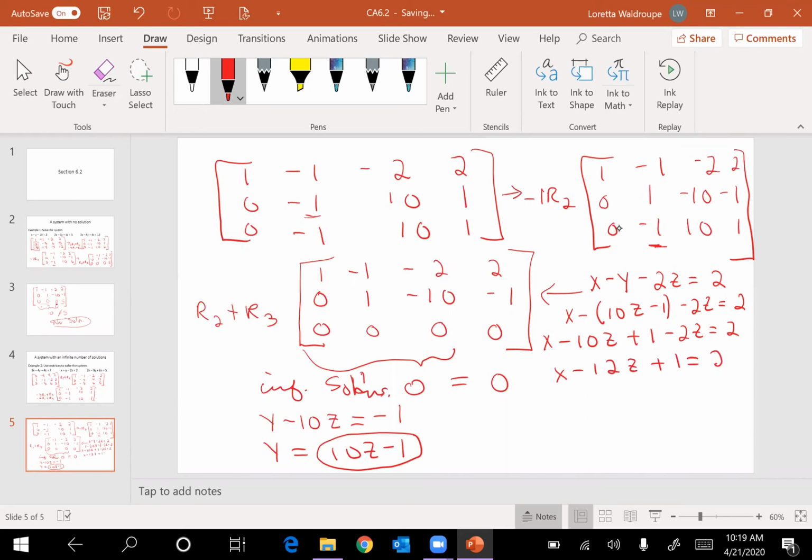plus 1 equals 2. Moving my 12z and my 1 to the other side, I get x equals, my apologies, 12z, and when I subtract 1, so now I know x and y in terms of z. So x is 12z plus 1, y is 10z minus 1, and z is just z. So that means no matter whatever z value you choose, this is what you do to it to find x and y. And that is your lecture for 6.2.